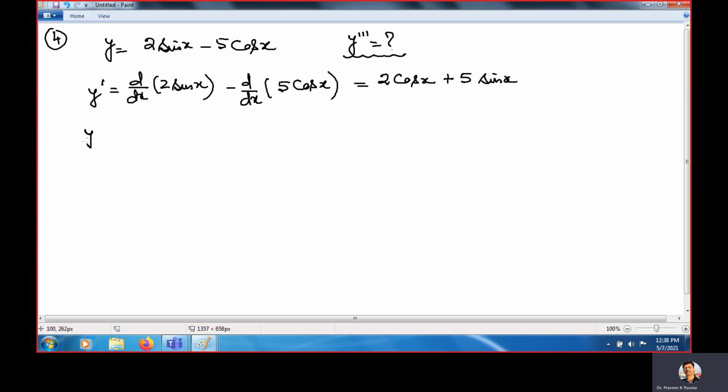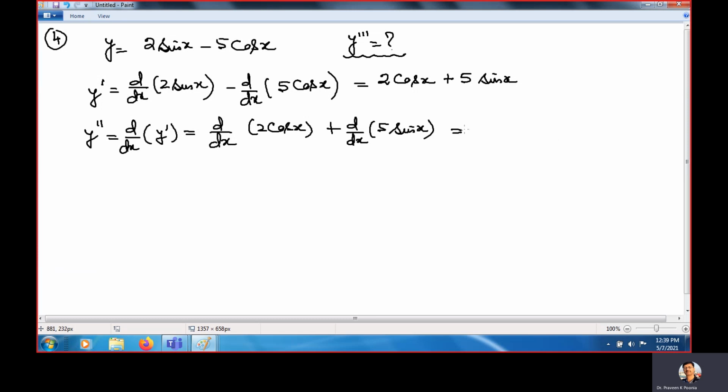This is now y double dash. Y double dash means the derivative of y dash. So the derivative of y dash means the derivative of the first term, 2 cosine x, plus the derivative of the second term, 5 sin x. Clear? What will you get? It is 2 cosine x differentiated, which is minus sin x, plus 5 sin x differentiated, which is cosine x. This is the second derivative.